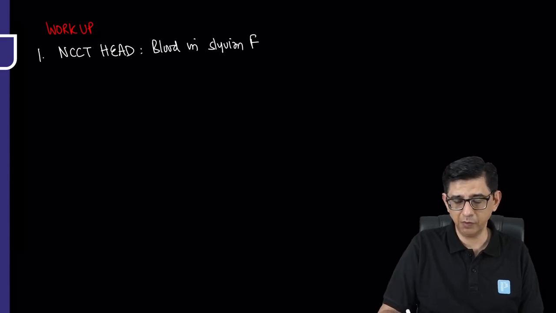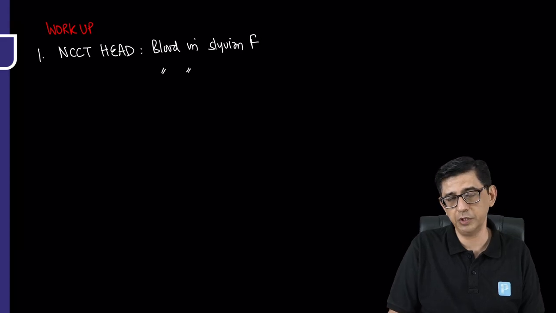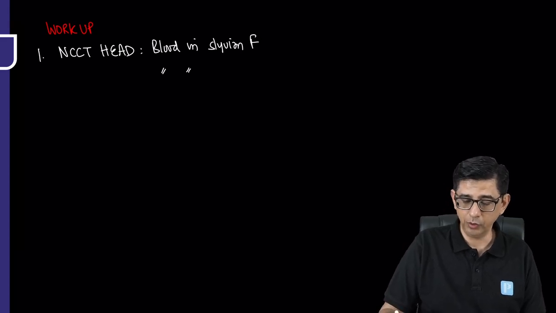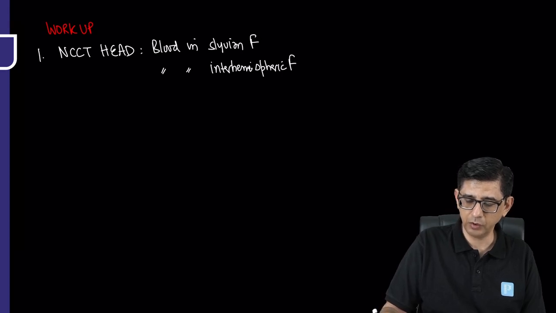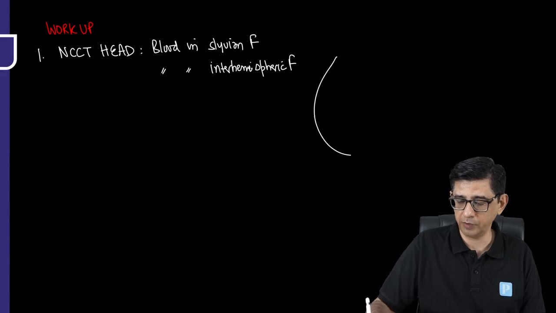In some MCQs, however, they may not describe blood in the sylvian fissure, but in contrast, the blood could be described in the interhemispheric fissure. So let me draw a crude diagram before you so that I can tell you the location of the sylvian fissure and the interhemispheric fissure.